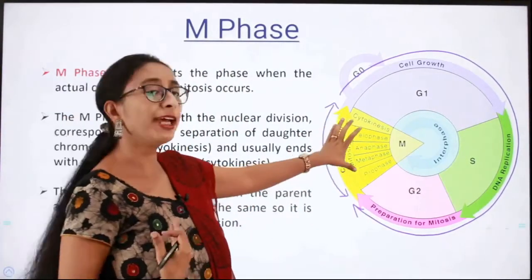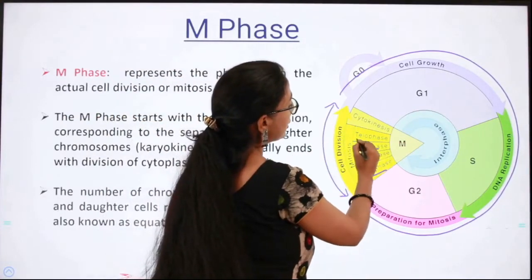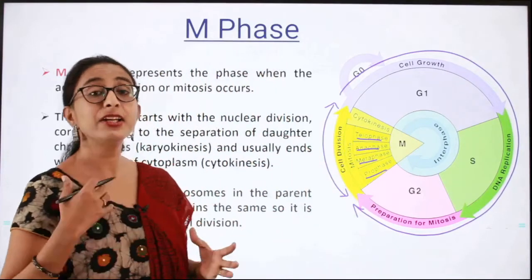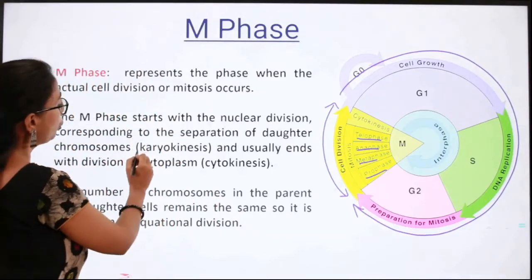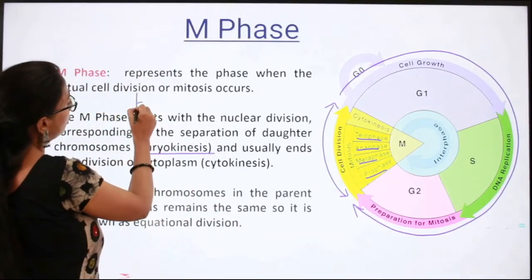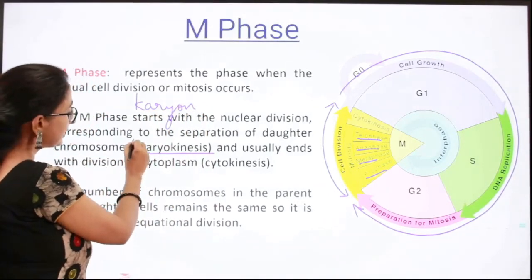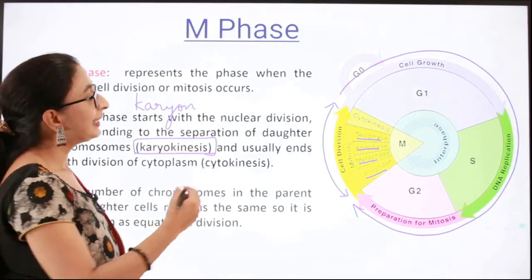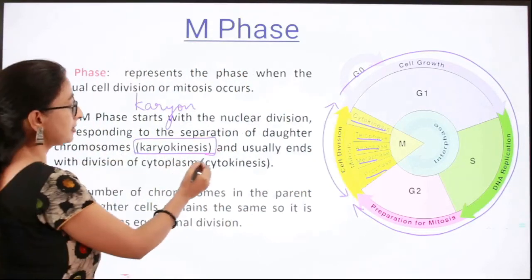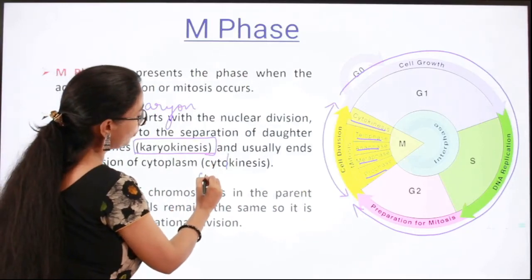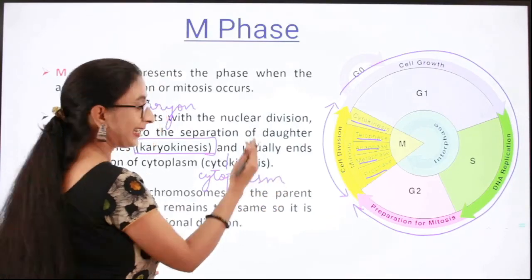Here you will have various stages of mitosis like prophase, metaphase, anaphase, telophase, where majorly division of the nucleus occurs. Division of the nucleus is called karyokinesis. Karyon means nucleus, so karyokinesis means division of the nucleus. Then it is followed by cytokinesis. Cyto means cytoplasm, so division of the cytoplasm is called cytokinesis.